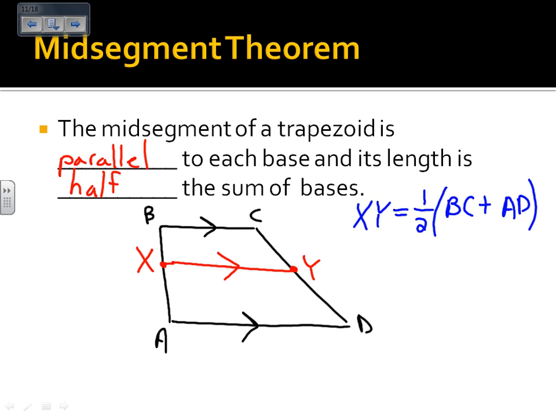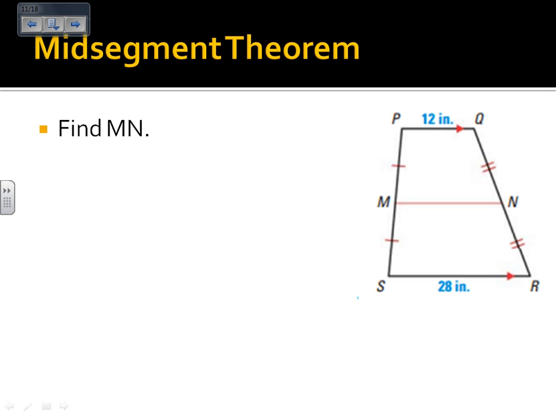There will definitely be problems like this in your test, okay? Definitely be problems on this. So here's the problem. Find MN. So I'm going to say the words. I want you guys to tell me what to write. The mid-segment is equal to half the sum of the bases. PQ plus SR. Very good.